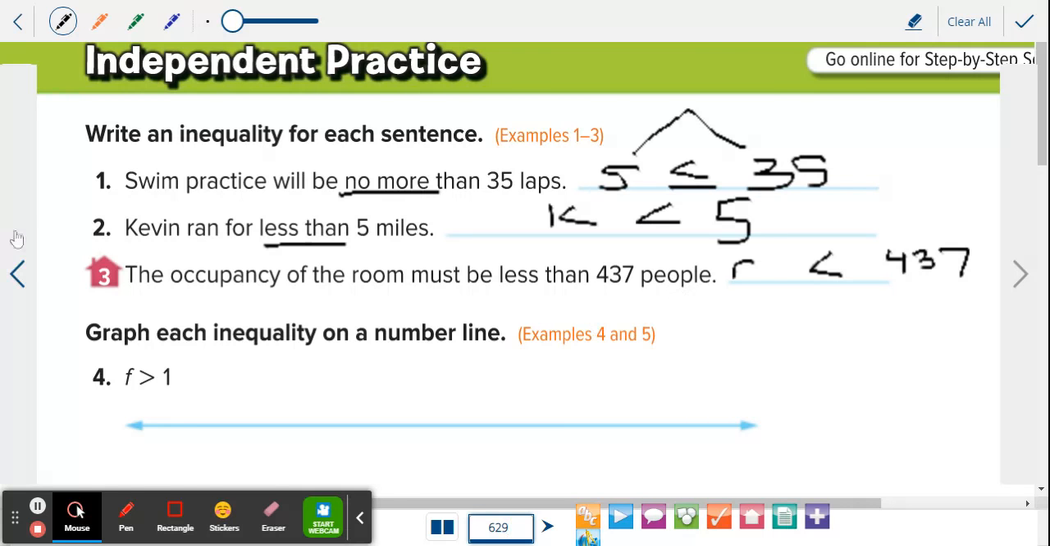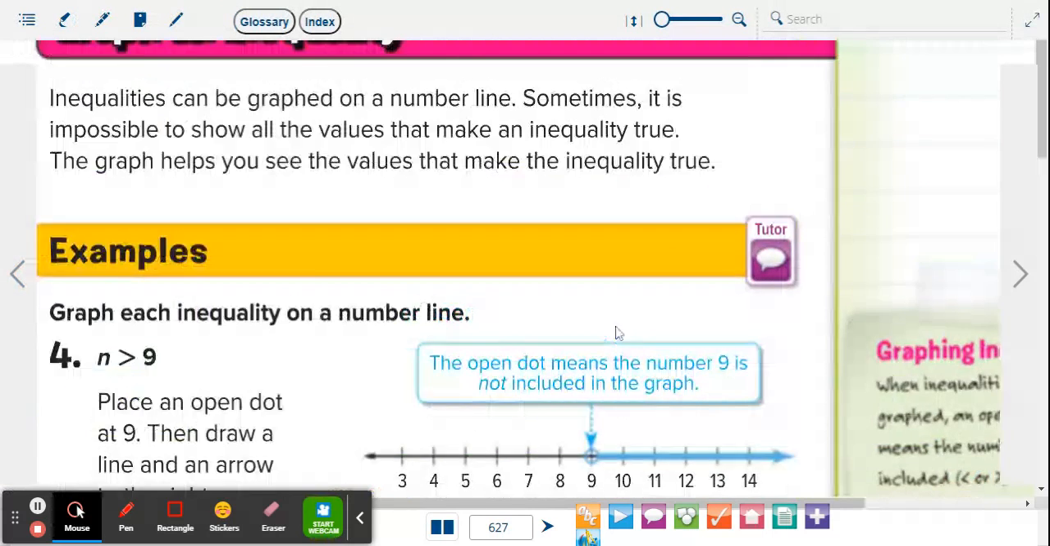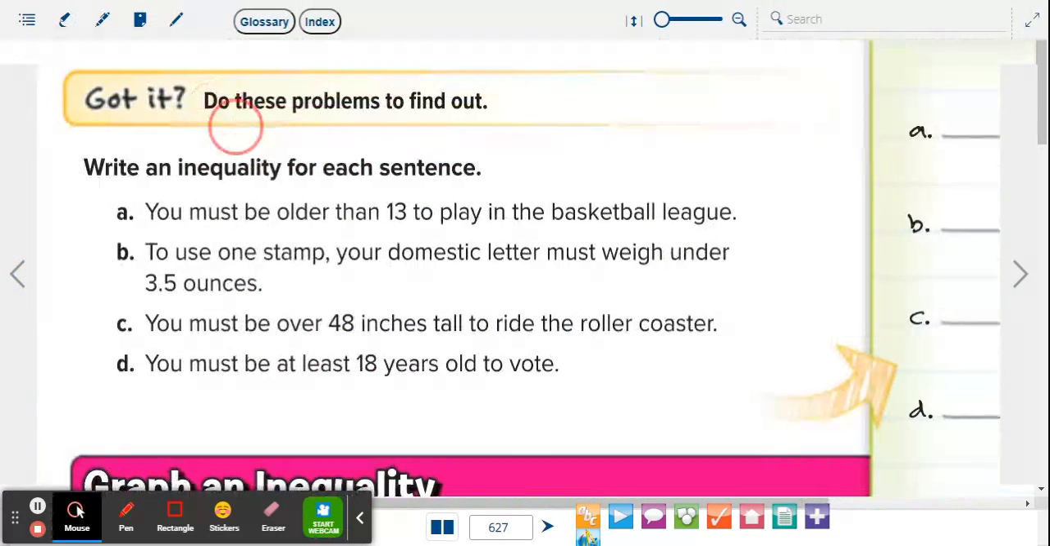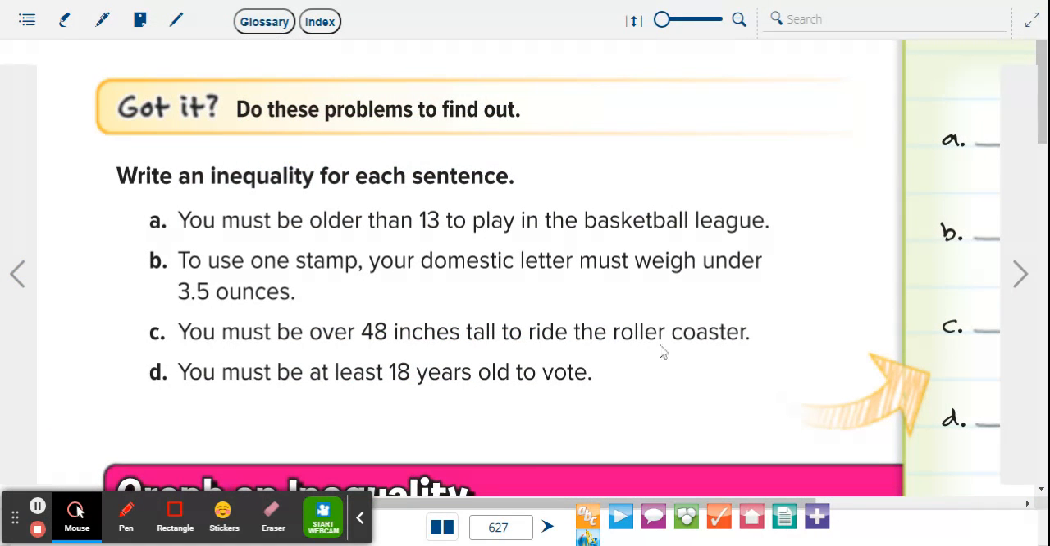All right, let's go back to page 627, and I want you guys to do A, B, C, and D at the top. So all you're doing is writing an inequality for that. So I'll give you a couple minutes, so go ahead and get started.